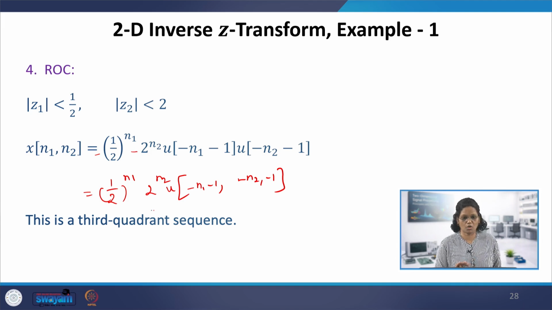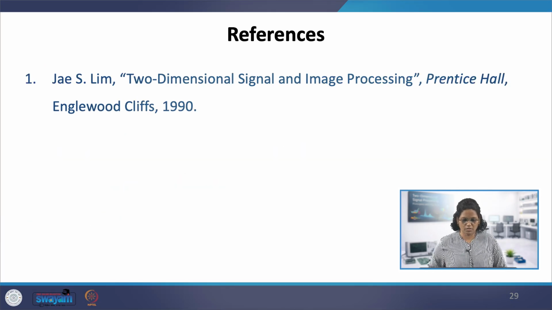There are 4 possible combinations for different ROCs. So a sequence x[n1, n2] can have the same Z transform. So unless the ROC is specified, it will lead to multiple sequences here. So this is one example of the inverse Z transform.